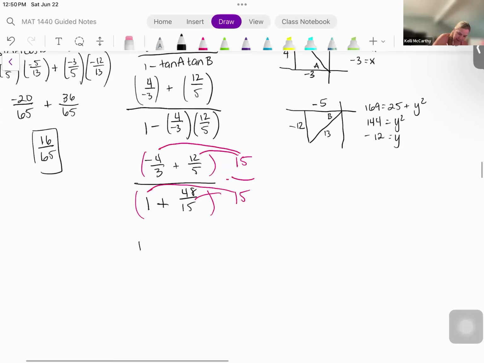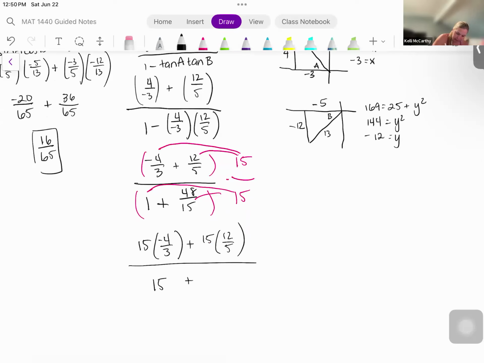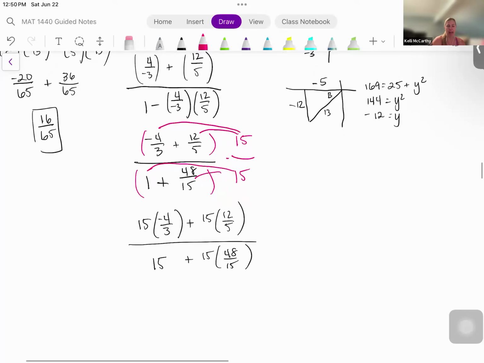And I'm going to write this out. So I've got 15 times -4 over 3 plus 15 times 12 over 5 divided by 15 times 1 is 15 plus 15 times 48 over 15. This step is really helpful in just making sure we don't make any of those brain farts, those minor mistakes that we happen to make when we rush. It allows me to simplify each term individually without losing track of where I'm at. So 15 over 3 is going to simplify to 5. 15 over 5 is 3. And then 15 over 15 is 1.